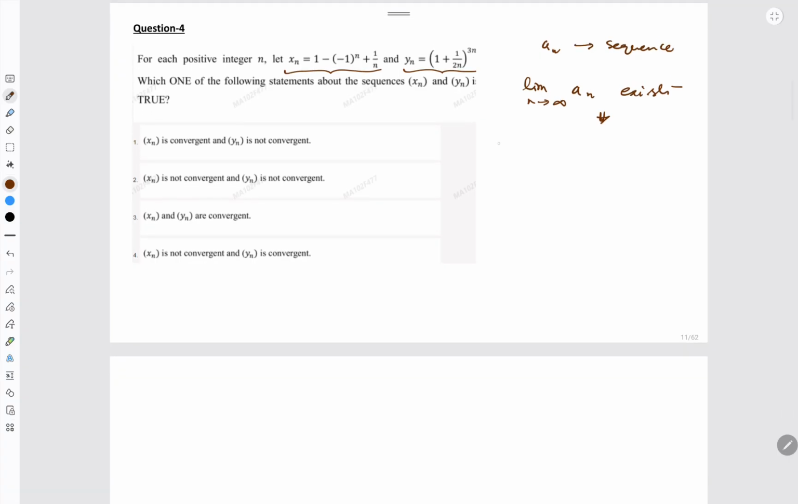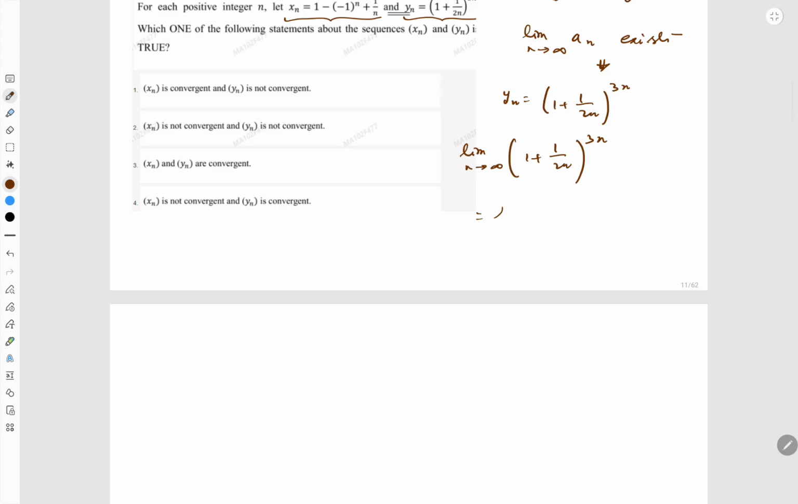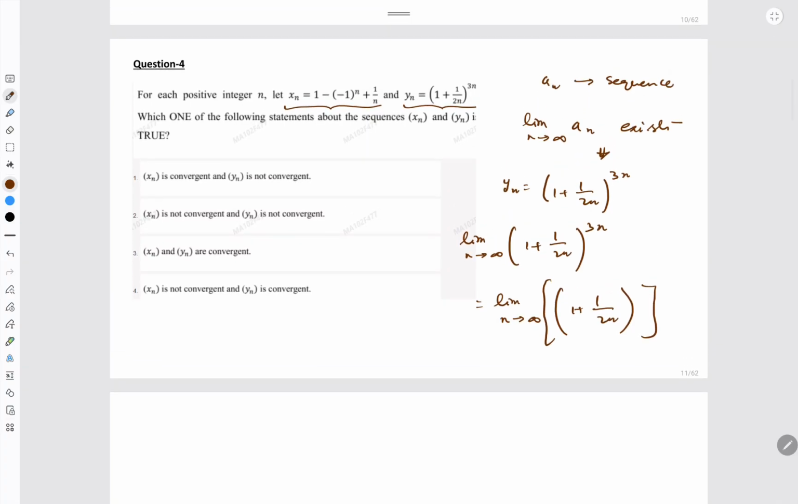So if I take y_n, for example, y_n is equal to (1 plus 1 by 2n) raised to the power 3n, let us find out if the limit exists or not. So it is basically the limit n tends to infinity of (1 plus 1 by 2n) to the power 3n. This is a similar pattern, right? If you recognize this pattern, we were calculating the limit of such functions in the limits chapter as well. So the limit will exist if you have seen this kind of thing. So you can actually skip solving this and move on to x_n. That is how you speed up things in the examination hall.